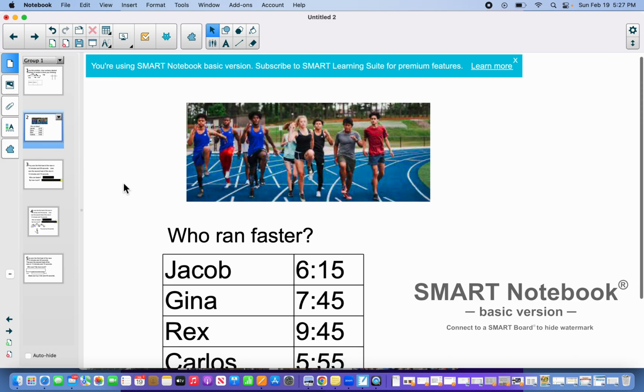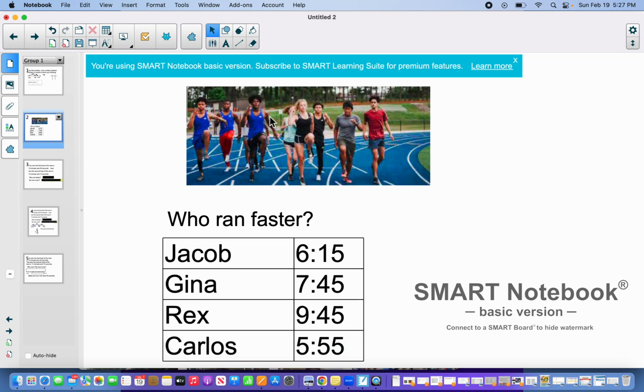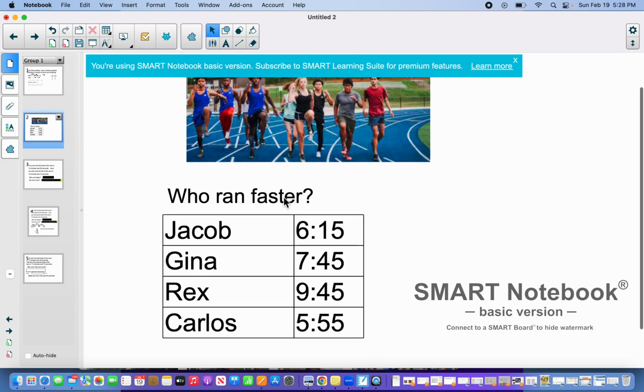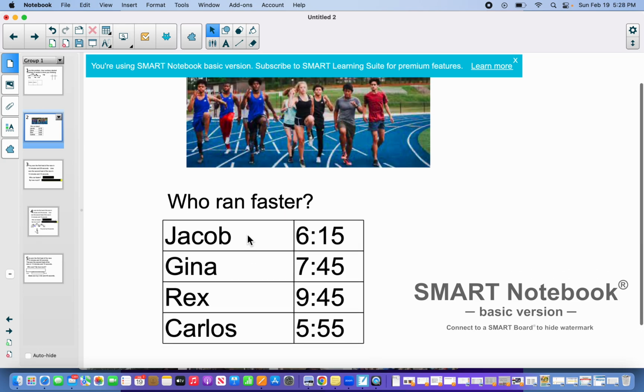Specifically, let's take a look at an example here. So let's say there's a track meet and some students are running a race. The question is going to ask you who ran faster. So we have Jacob, 6 minutes, 15 seconds. Gina, 7 minutes, 45 seconds. Rex, 9 minutes, 45 seconds. And Carlos, 5 minutes and 55 seconds.